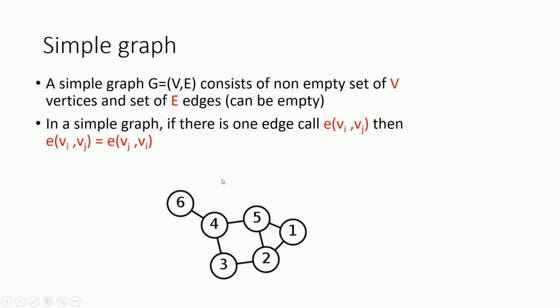Another thing to notice in such a graph is that there's at most only one edge between any two vertices. There are no loops, which means there are no edges from a vertex to that same vertex. This kind of graph is called a simple graph.